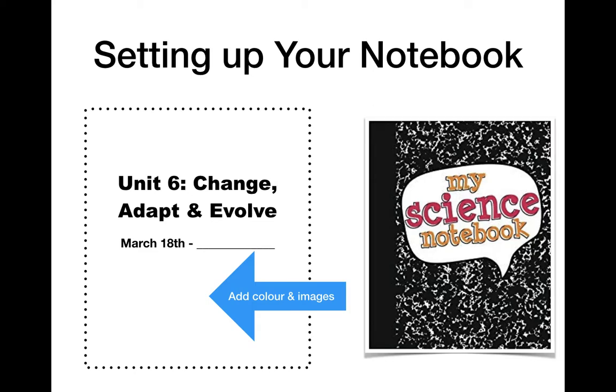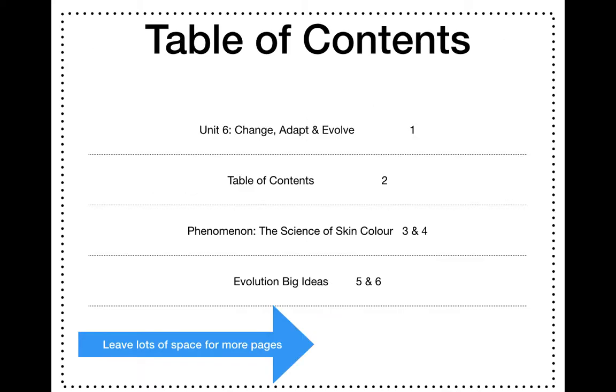Okay, so your title page should now be done. The next page is your table of contents. You can choose to do this as a single page like I have, or two pages. At this point in the year, you know how much space you need for a table of contents. One page, two, it's up to you. So make sure you have these things in it: the title page, table of contents, the phenomenon, big ideas.